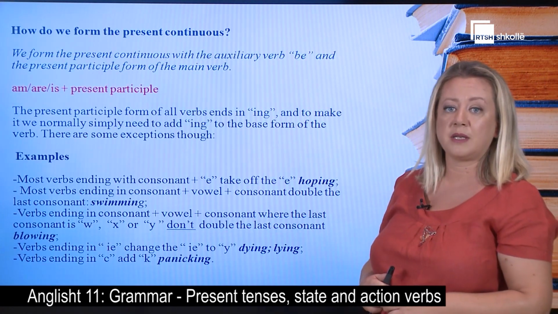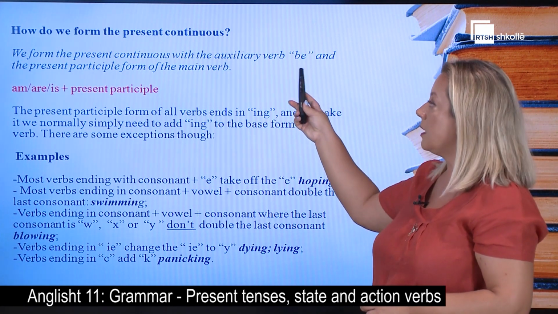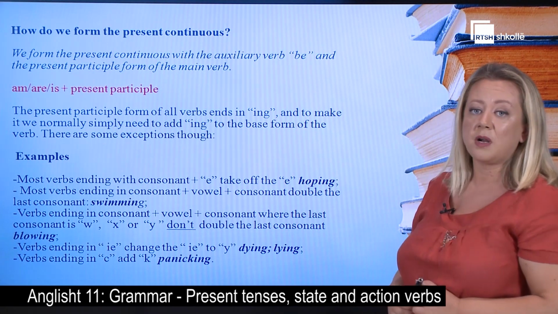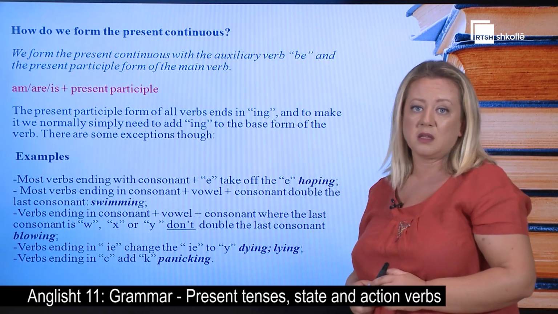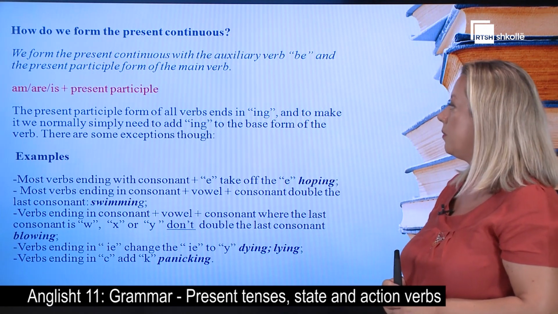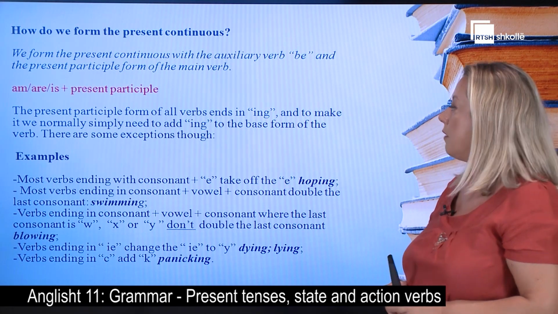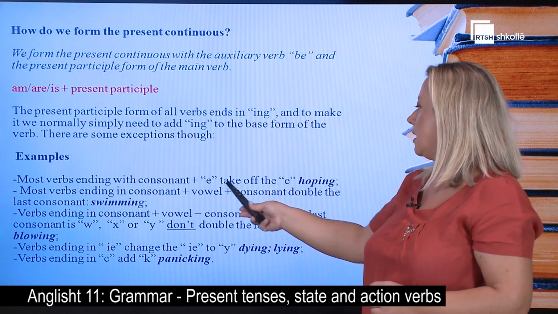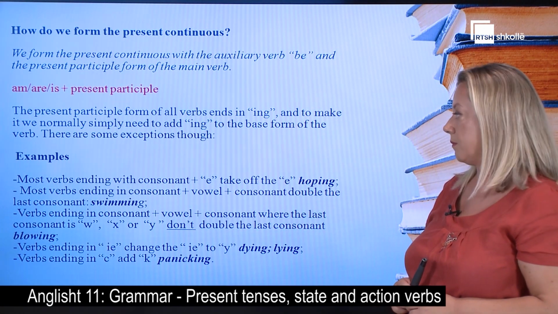But how to form present continuous? We form the present continuous with the auxiliary verb be and the present participle form of the verb. The present participle of the verb always ends in ing, and to make this participle we normally add the ending at the end of the base form of the verb, but at the same time we have some exceptions. For example, most verbs ending with consonant plus e take off the e. For example, here we have hoping.